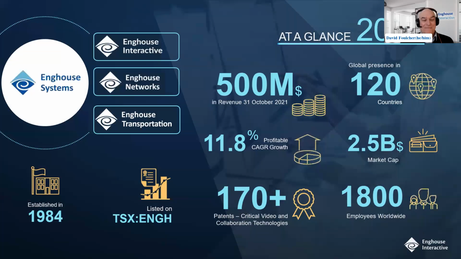Thanks, Steve. Thanks very much. I'd like to first start by introducing Enghouse. Enghouse is a combination of 2 words, engineering and house, which gives you an idea of the sort of company we are. We're a global company. We're in 120 countries. We've got 1,800 plus employees, and that's growing quite rapidly.